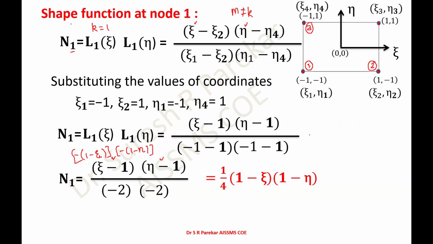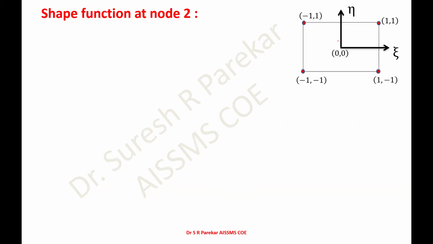Now, if I have to find at any point, then we have to put the value of zeta and eta over there. So likewise, we have to find the shape function for node 2, for node 3, for node 4. So now for node 2, in the same fashion. Node 2 means we have this. So we have to go with zeta direction 1 and for eta direction 3.